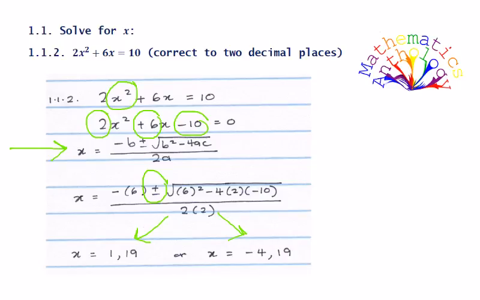That plus minus there is really important when you're typing this in on your calculator. The first time you type this entire thing in, you'll use a positive there, and you'll get your answer x equals 1,19. The second time you type this in, you use a negative there instead, and you'll get your answer of x is equal to negative 4,19.